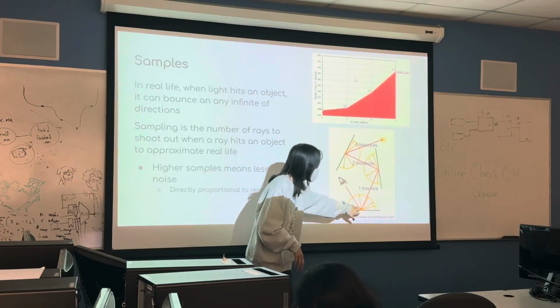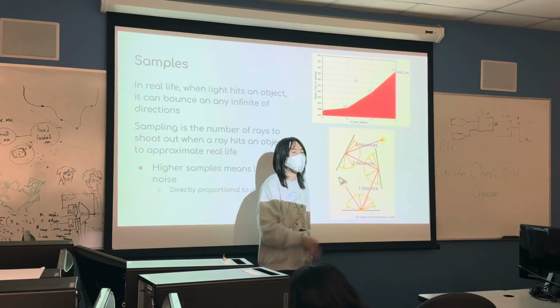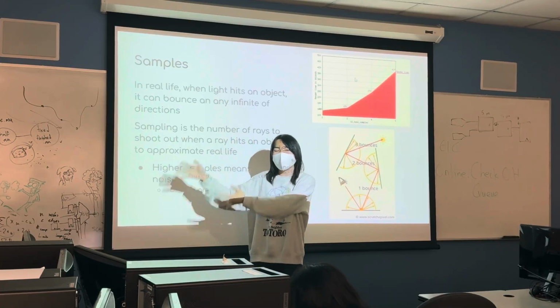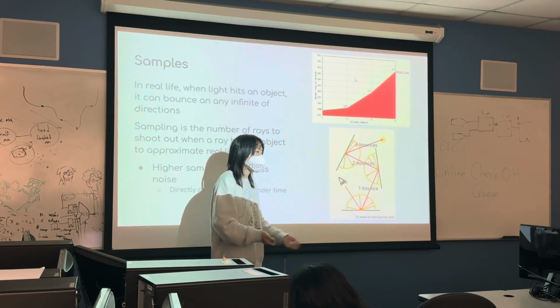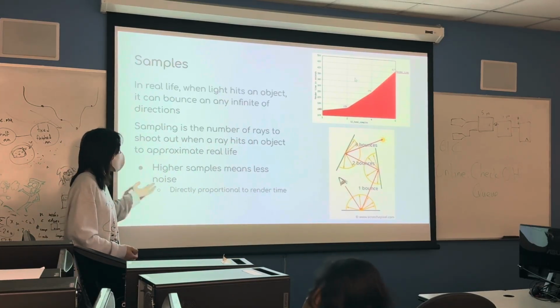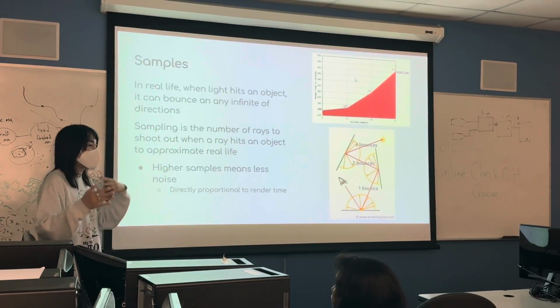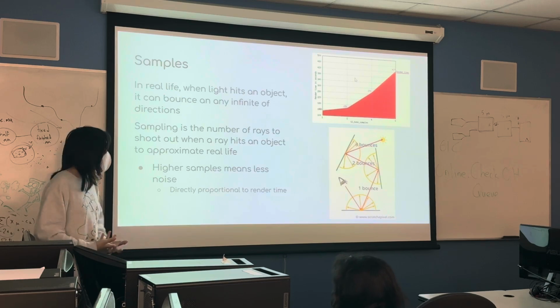So the number of checks or directions that we test to see if, hey look, is light coming from this direction? Hey look, is light coming from this direction? Is light coming from this direction? The number of times that we check that is called a sample. And when we have higher samples, that means we're getting closer to this infinity number, which means we get less noise, it looks better.